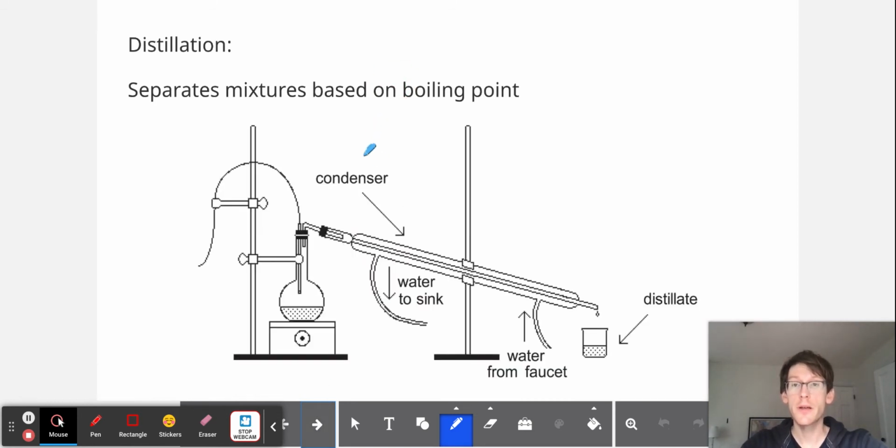Additionally, there's a possibility of distillation, which separates mixtures based on their boiling point. So if we had, for example, alcohol and water mixed together, they would not be separable by filtration because they're both liquids. However, they boil at different temperatures. So if we had a mixture of alcohol and water in a flask right here, we could heat it, and at one temperature, the alcohol will boil off, and the gas will be caught in this condenser.